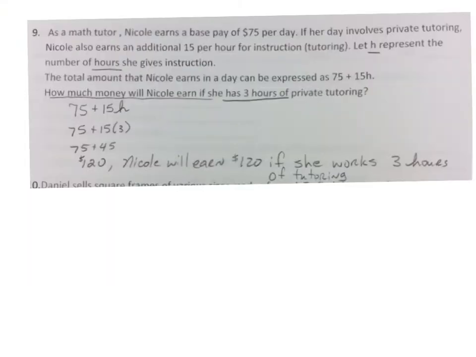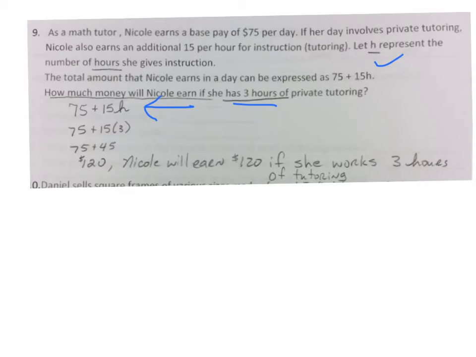Now with number 9, you had to read a lot of words. However, it basically boiled down to that one simple expression. How much money will Nicole earn if she has 3 hours of private tutoring? We know that H is going to be the number of hours she tutors. $75 is, whether she tutors or not, she's going to make $75 a day. But in this day, she's got 3 hours of tutoring.